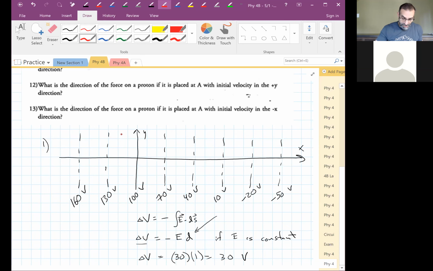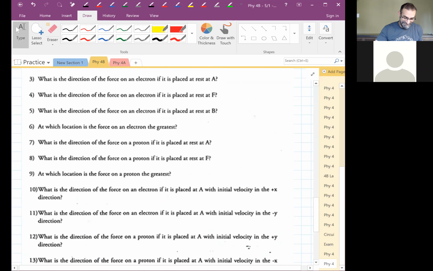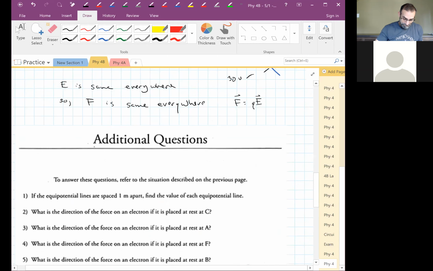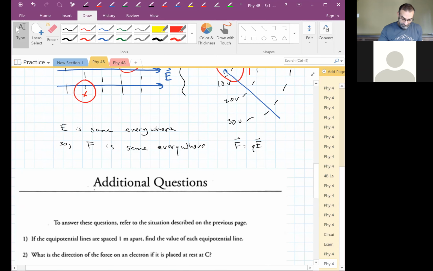Okay, be ready for number 2. That was number 1. What's the direction of the force on an electron if it's placed at rest at C?